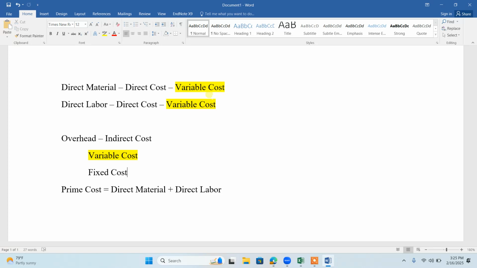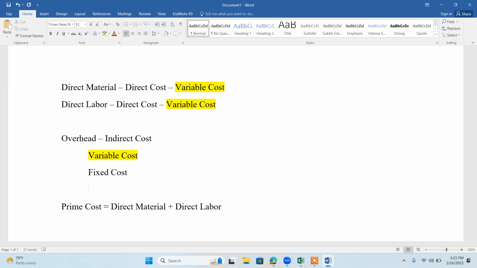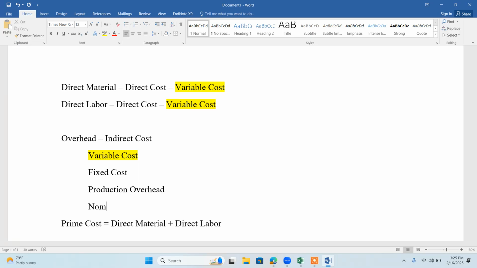In fixed cost, in this question actually we have two different categories. One is the production overhead and another one is the non-production overhead. They were asking only for the production cost per unit. So now we are going to add this portion also. These are also production cost variable, and now we are going to calculate the total production cost.